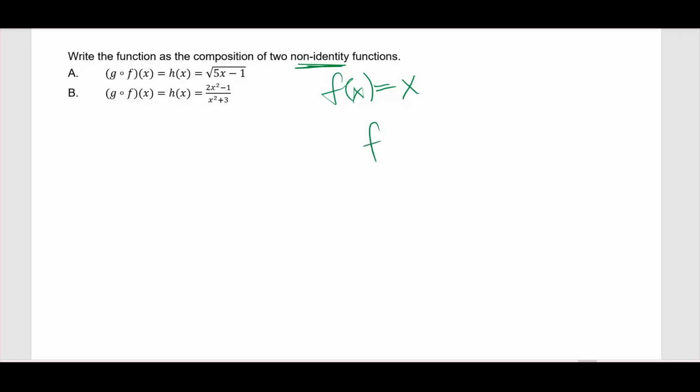So if I do f of 2, that's just 2. f of negative 17 is negative 17, because it's just giving you back the input. So the reason why they don't want identity functions in here is because it's trivial.